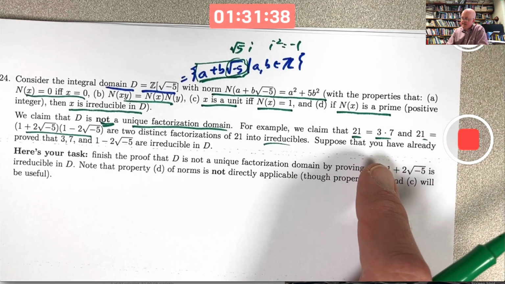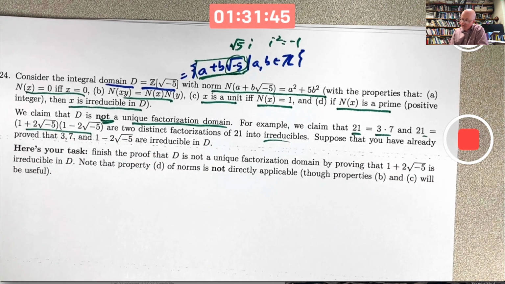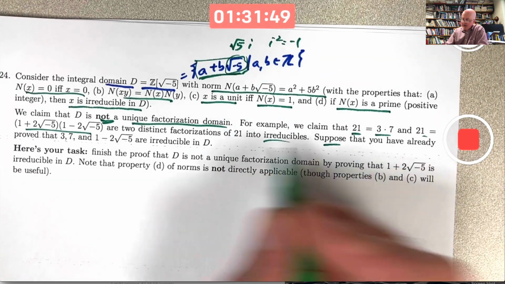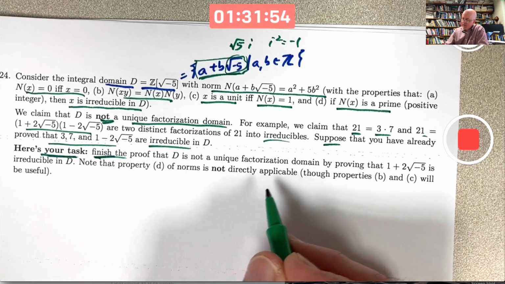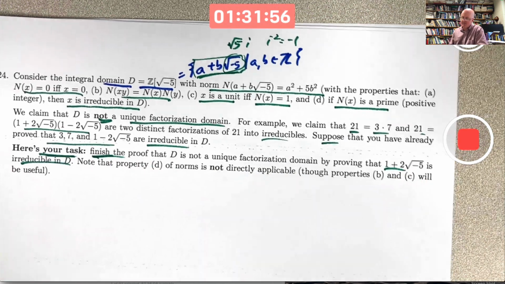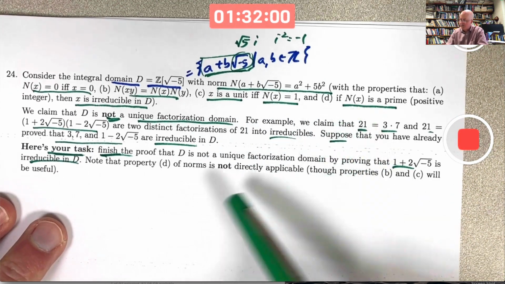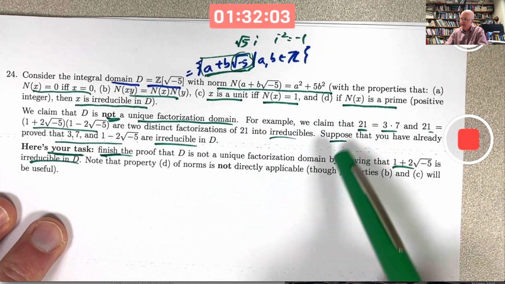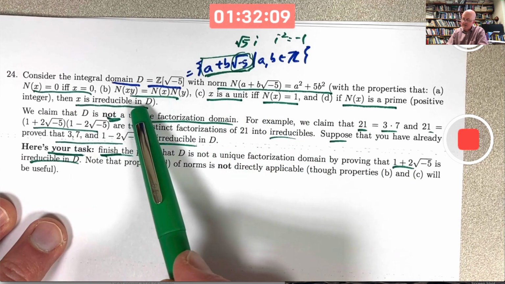And those things, the 3 and the 7 and these 2 things, are not going to be units. They will be irreducibles. Suppose, to keep things simple, you've already proved that these things are all irreducibles. Here's your task. Finish the proof by proving this thing is also irreducible. Turns out property D, even though I mentioned it here, is not directly applicable. If n of x, the value of the norm at x, is a prime number, then x itself is irreducible.